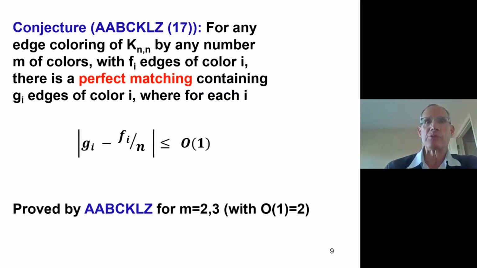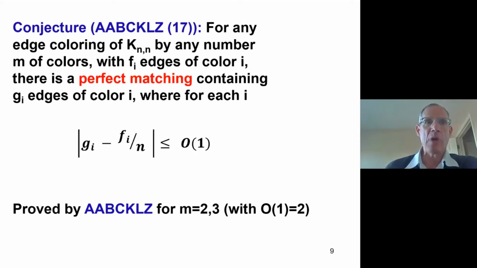Namely, the errors will not be bigger than something like square root n. But the main thing here is that we don't want the error to grow with n. So we want it to be constant, independent of the size of the graph.